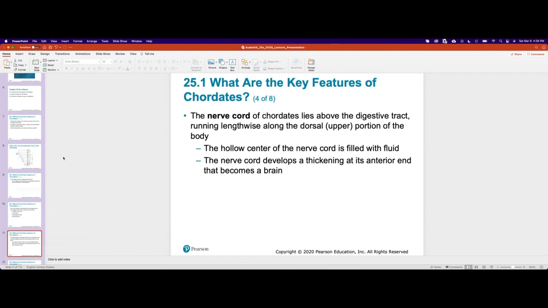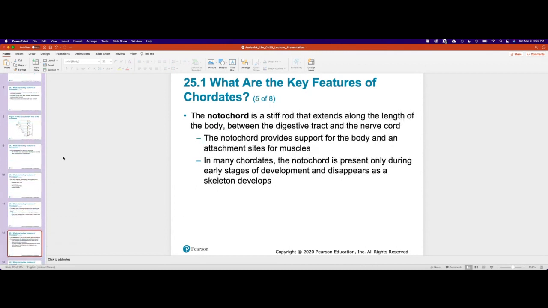The hollow center of the nerve cord is filled with fluid, and it develops a thickening at its anterior end that becomes a brain. So that's a pretty important thing for managing the different kinds of nervous systems and the central nervous system, in the case of cephalization specifically.